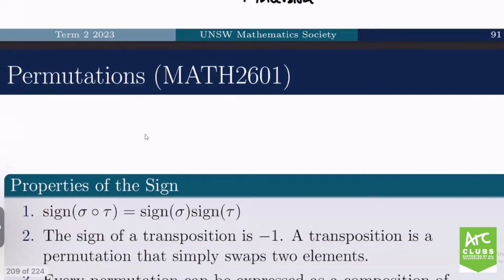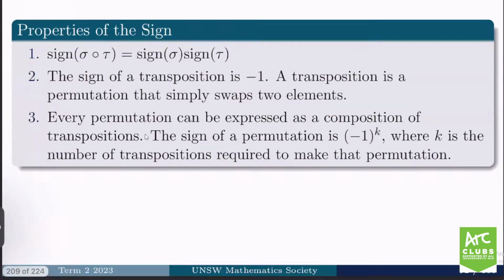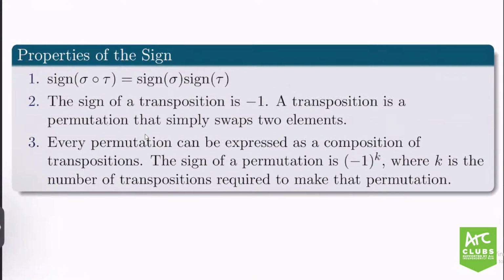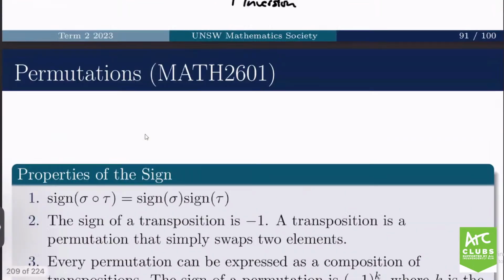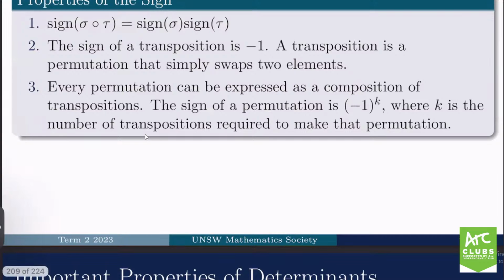Okay. So the property of the sign function is, if I have two permutations and I apply them one after the other, the sign of that permutation will be just the multiplication of the two signs. The sign of a transposition is always -1. By the way, in this case, the sign would be -1 because there's one inversion. A transposition is a permutation that swaps two elements. So whenever two elements are swapped, that's always a -1 sign.